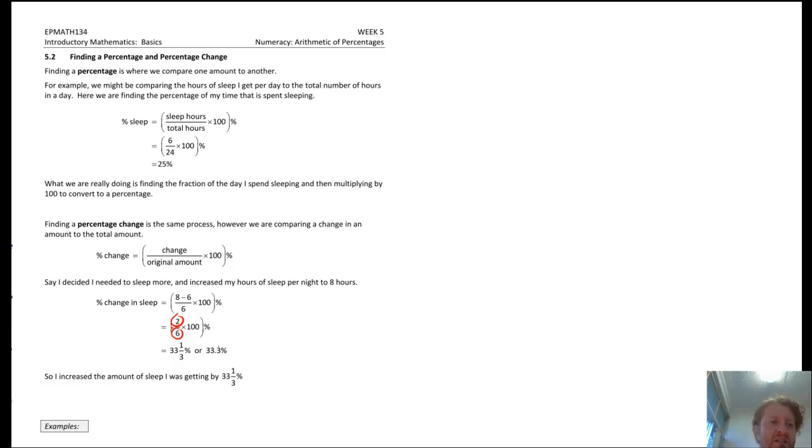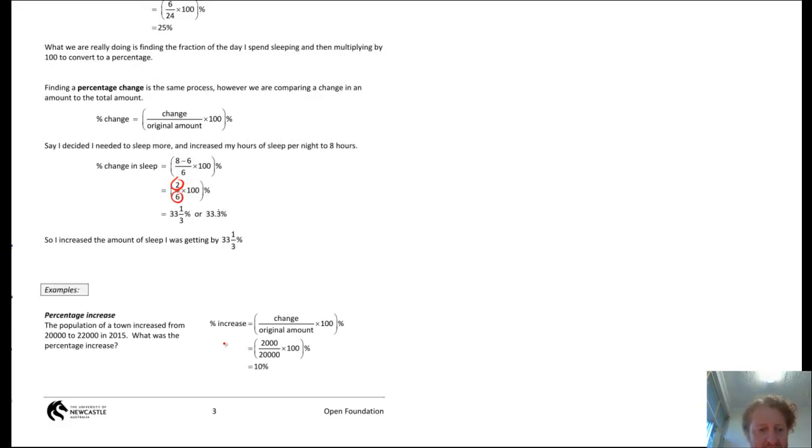So I'm saying I changed my sleep, I increased my sleep by a third, but if I want percent, I get a third times 100. And what's a third times 100? 33 and a third, or 33.3 repeater. It's the same thing. So I've increased my sleep by 33 and a third %. Okay, so we've got finding percentage and finding percentage change, very similar things.